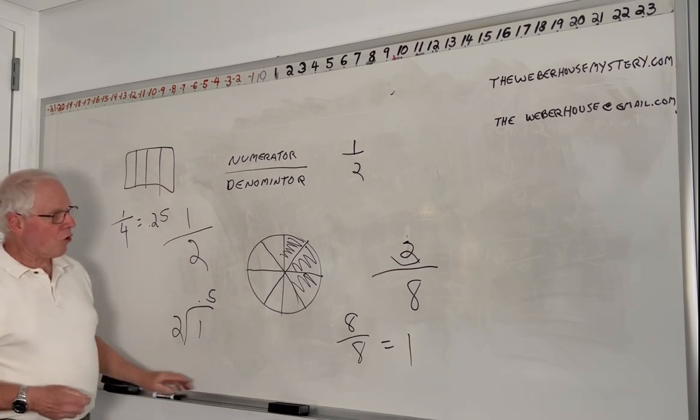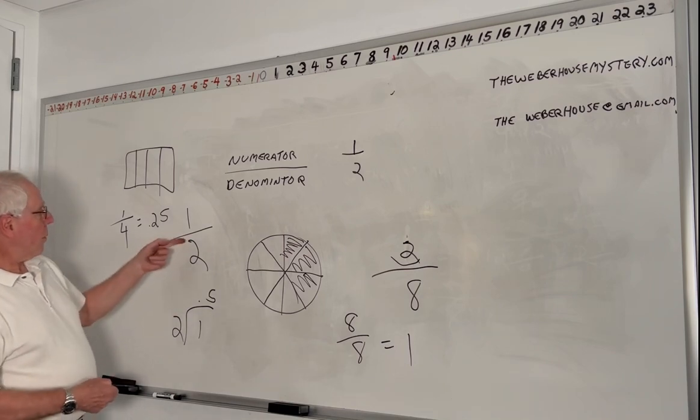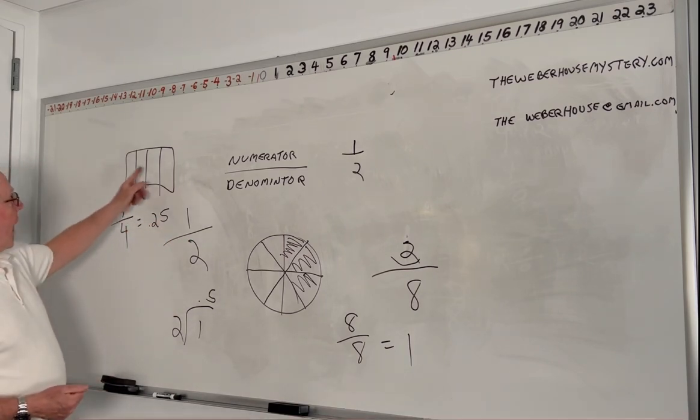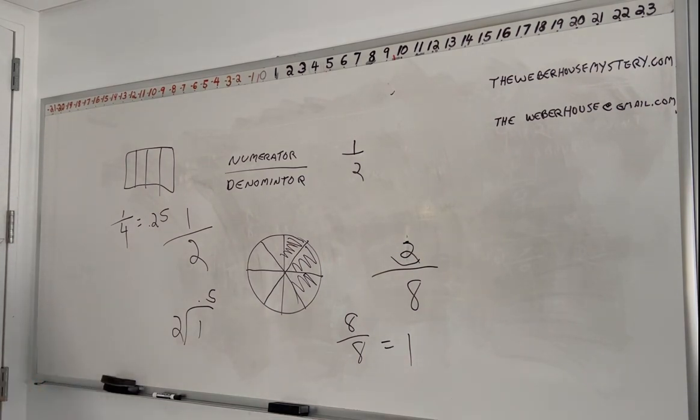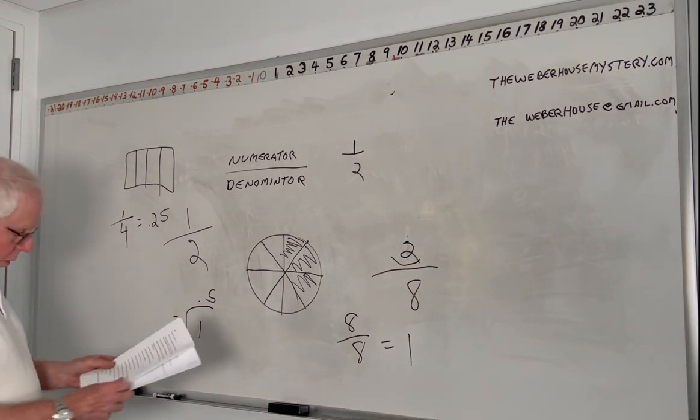Okay? So a fraction can be part of a whole, it can be a probability, try not to drop the coin, and there's always going to be a division problem. Okay? All right.